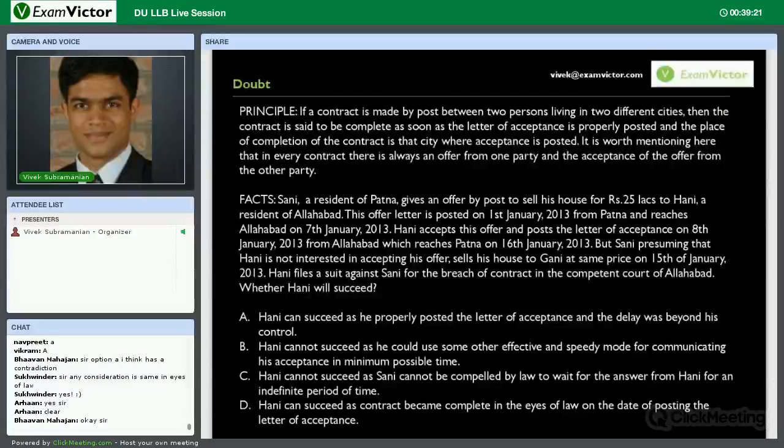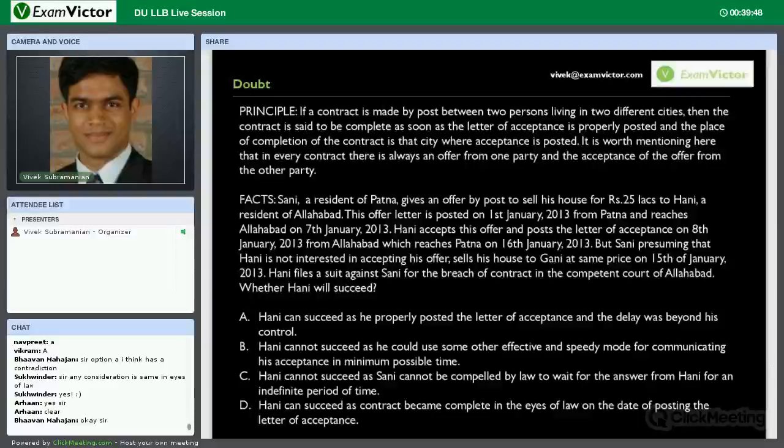Of course, we all know that every contract must have two components. Firstly, there should be an offer by one party. Secondly, there should be acceptance of the offer from the other party. So that is adding not much to what we are required to do. Alright, now facts. Sunny, a resident of Patna, gives an offer by post to sell his house for rupees 25 lakhs to Honey.